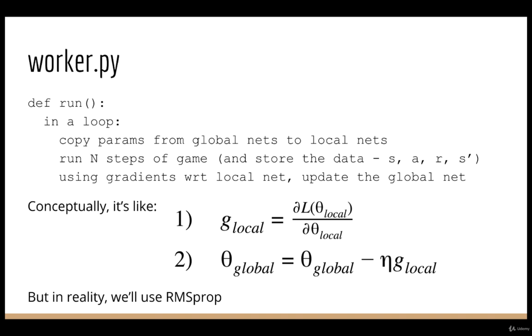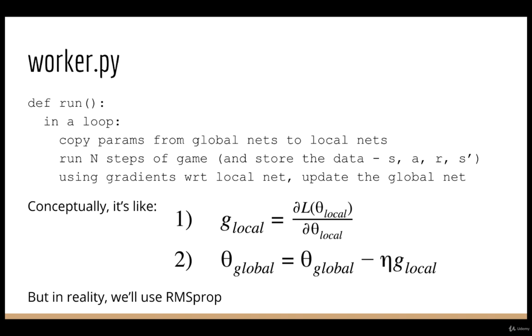To give you an idea of how this might work, we can think of it in terms of these equations. The first step is to calculate the gradient, which is the local cost with respect to the local weights. The second step is to update the global weights using gradient descent with the local gradients.